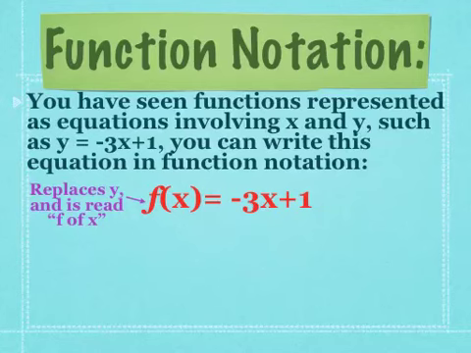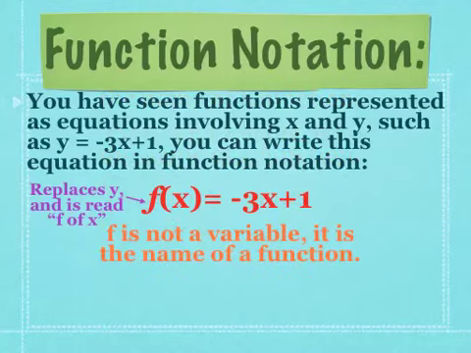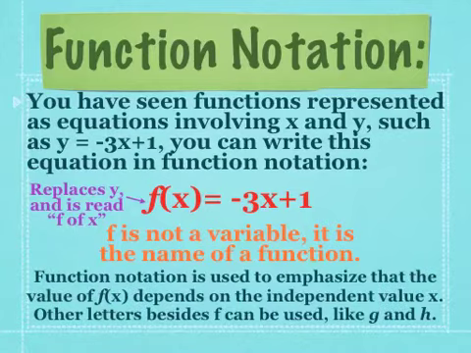So this would be read f of x equals -3x plus 1. F is not a variable. That is very important. F is not a variable. It is the name of a function. So f of x doesn't mean f times x. F is naming the function, and then x is the variable. Function notation is used to emphasize the value of f of x depends on the independent value x.